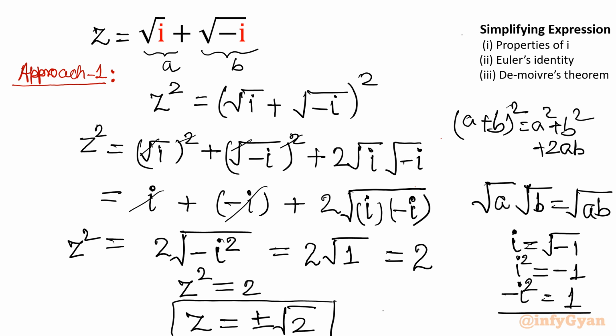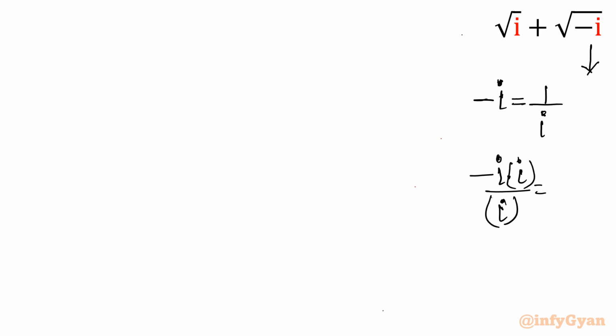Let's consider the second approach. Second approach is: minus i is equal to 1 over i. How? Let me show you. Minus i, if you multiply by i in the numerator and denominator, it will become minus i square over i. Now minus i square is 1. So it is 1 over i.